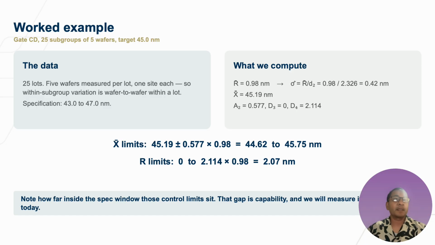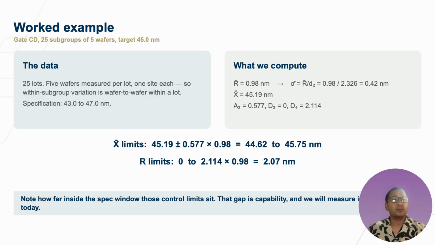Note this: that 0.42 is our estimate of the short-term process sigma, and we will use it again at the end of the lecture for capability. It is the same number doing both jobs. X double bar is 45.19, slightly high against the 45 target, and hold that thought.